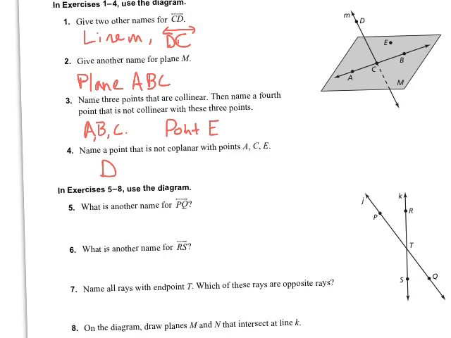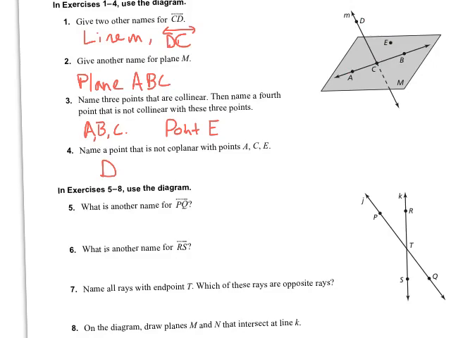Name a point that is not coplanar with A, C, and E. So if I have A, C, and E, my only other 2 options are B or D. B looks like it's on the same plane as the rest, right? So D would be my answer as not being coplanar.